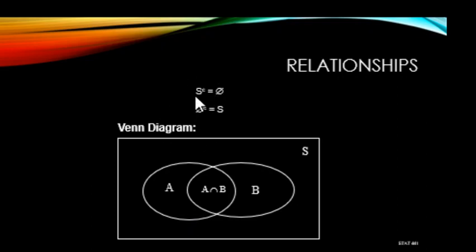Then the relations here: S complement is empty because everything is contained in S. S complement will be a blank set or no elements. And similarly, the complement of the null set is S. The sign 0 with the bar across is the null set, or no element.